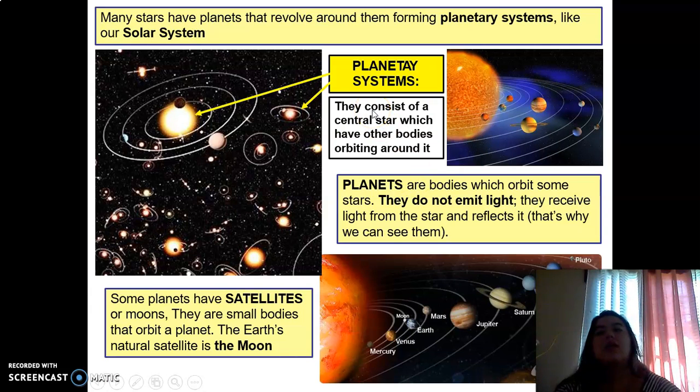Continue. Many stars have planets that revolve around them, forming a planetary system, like our solar system. A planetary system consists of a central star with other bodies orbiting around it. Planets are bodies which orbit some stars. They don't emit light. They receive light from the star and reflect it. Okay, the star is this one. That's why we can see them. Some planets have satellites or moons. They are small bodies that orbit a planet. The Earth's natural satellite is the Moon.